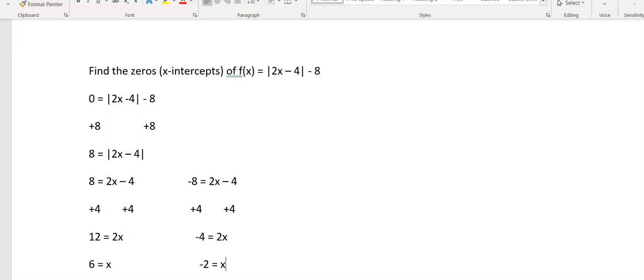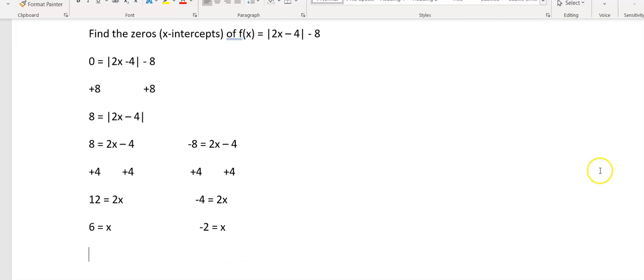Now let's realize that x-intercepts can be written as points. This is 6, 0. The y value is always 0 for an x-intercept. And negative 2, 0. So if you see this word zeros in the homework, it means x-intercepts. It's exactly the same thing and the same process that we just did.